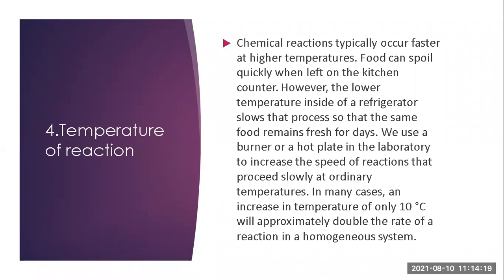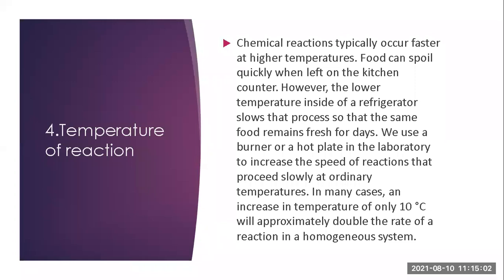Then we use a burner or a hot pan in the laboratory to increase the speed of a reaction that proceeds slowly at ordinary temperatures. So in many cases, an increase in temperature of only 10 degrees centigrade will approximately double the rate of reaction in a homogeneous system. Homogeneous means similar. Heterogeneous means different system. So here, as the temperature increases, what will happen? The rate of reaction will also become faster. But as you lower the temperature, the rate of reaction decreases.